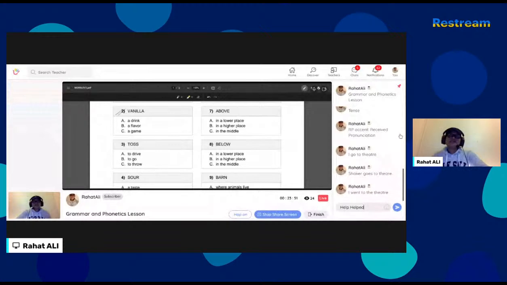So help is the present form, helped is the past tense, helped the past participle. So you can see that in the past tense help is still there, and in the past participle help is still there, so it's a regular verb. So regular verbs are those which do not change in the past and past participle form. And irregular verbs always change in the past tense and past participle. For example, go, went, gone.